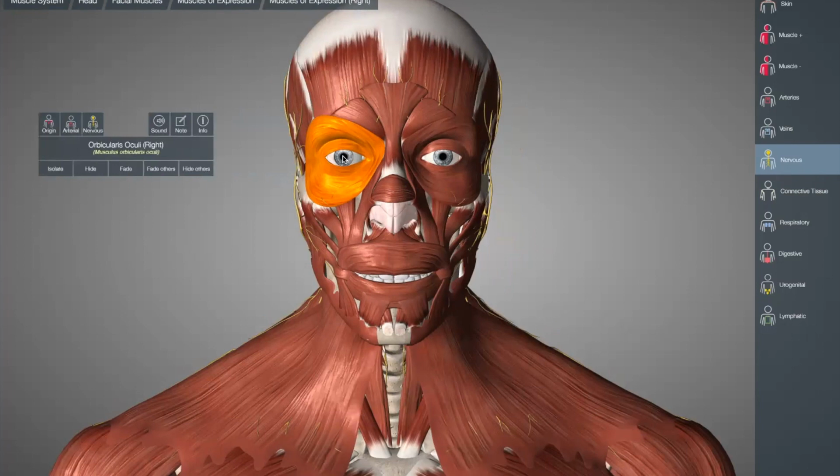Orbicularis oculi. It has two parts: one palpebral, which is the eyelids, and one orbital, around the eyelids. Orbicularis oculi is made up of three parts, as you said: palpebral, lacrimal, and orbital. Exactly, you got it.